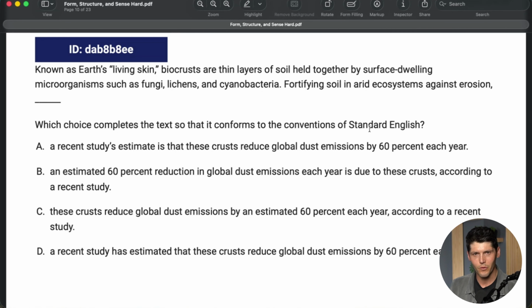We're going to look at a number of questions in standard English conventions. And you're going to see that there's not really that many things that you're asked to do in this section. It's a full 25% of your reading and writing score. And it's something that anybody can master.